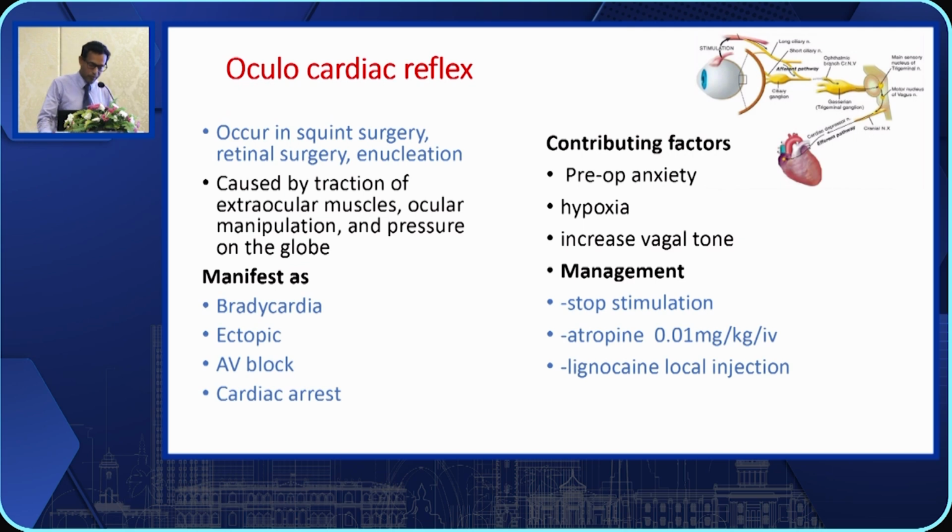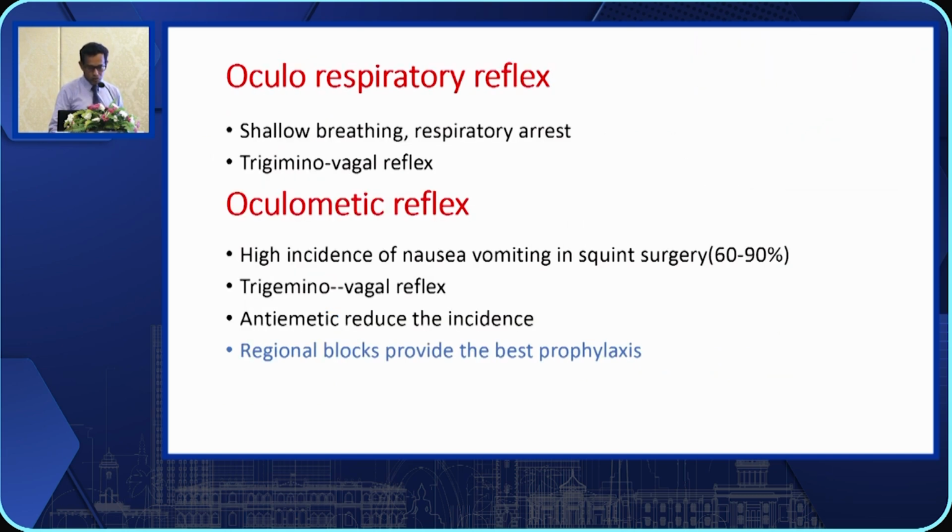So how can you prevent it? If you inject local anesthetic into the muscle before you pull, it will reduce the chance of getting the reflex. And usually we pre-atropinize patients, to block the vagal effect so the heart rate does not go low. Related are the oculocardiac reflex, oculorespiratory reflex, and oculoemetic reflex, also the trigeminal reflex, associated with a high incidence of nausea and vomiting in squint surgeries.